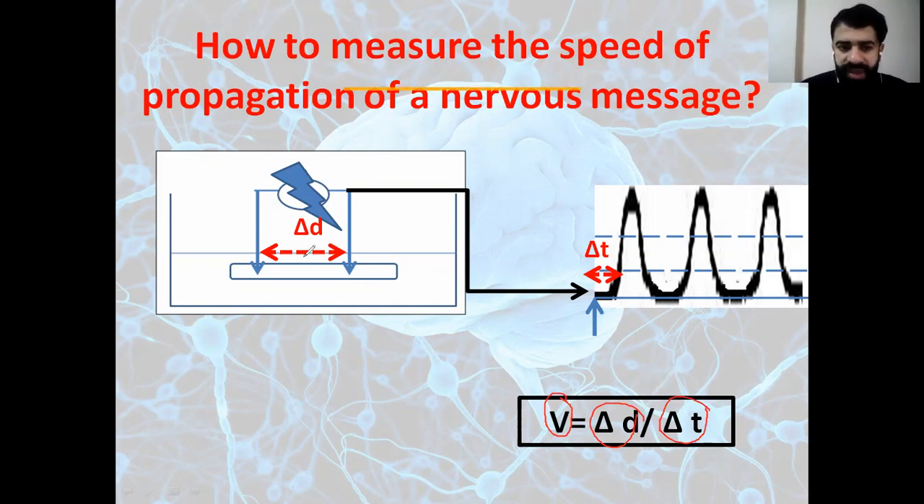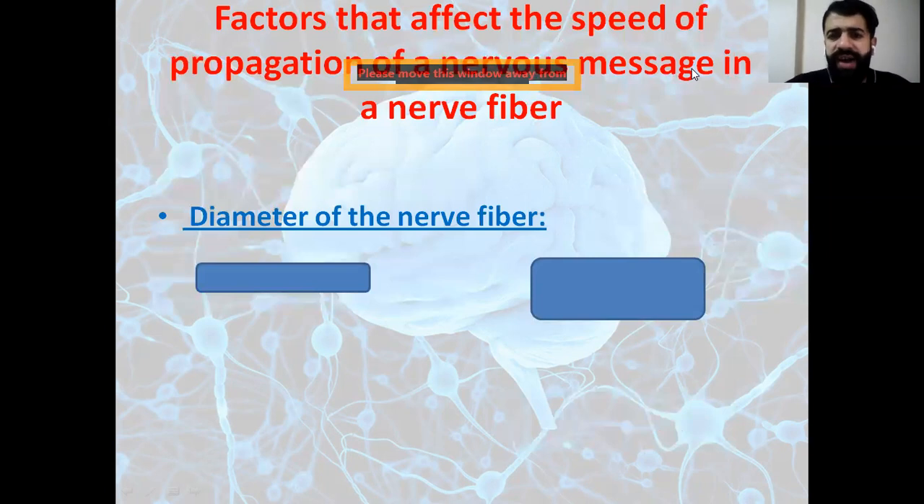So distance is the difference between these two. This is called the delta D, distance, over the delta t, which is the time. So here, to calculate the velocity, velocity is equal to distance over time. So what are the factors that affect the speed of propagation of the nervous message in the nerve fiber?